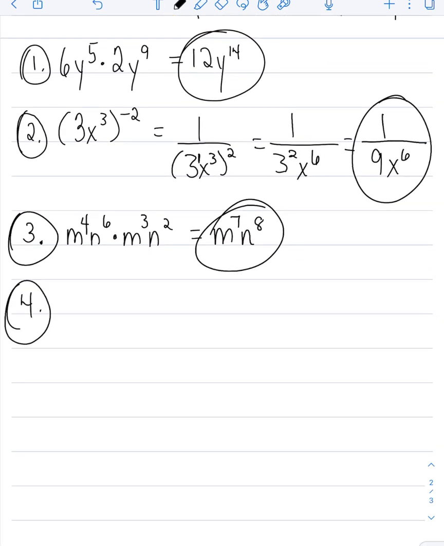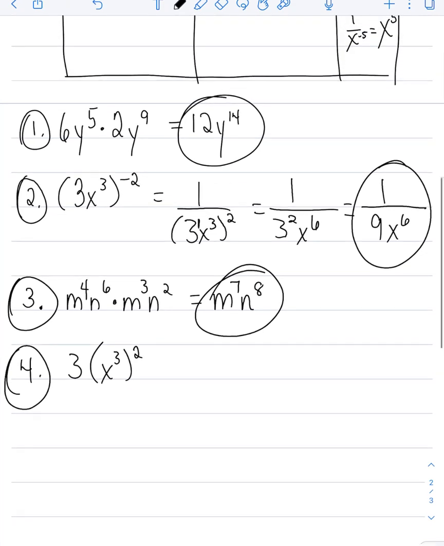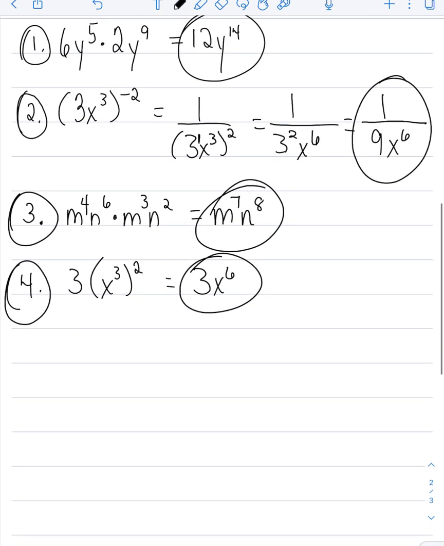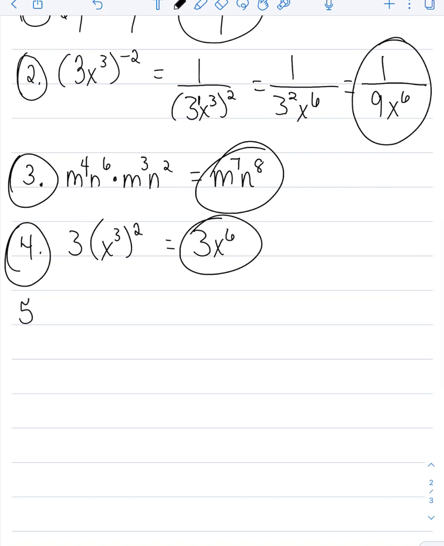Take a look at this one. This one I have 3 times x to the 3rd to the 2nd power. Now, this is sort of like our example in number 2, except notice the 3 is not in parentheses. So that just means I leave it alone. Now the x to the 3rd to the 2nd power is the power rule. So I keep the base, multiply the exponents. So that is 3x to the 6th simplified.